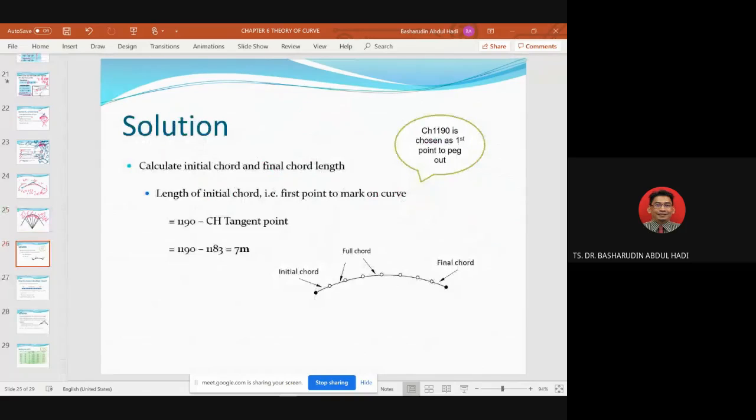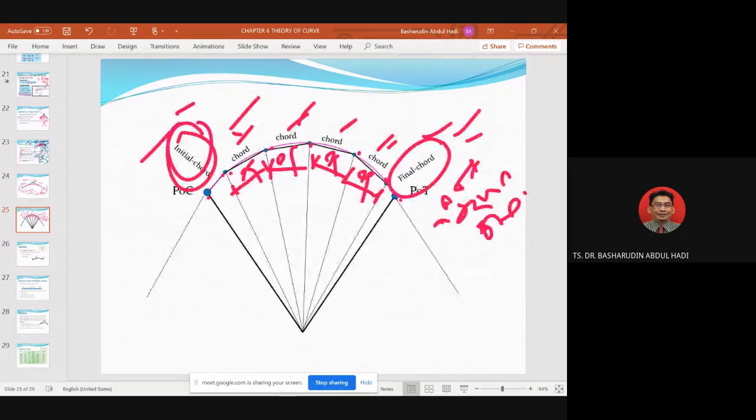We have another 1, 2, 3, 4 slides. Okay, solutions. Number 1, to calculate initial chord length and final chord length. What is initial? This one is initial. Where is the final chord? We calculate one, and then we can know the rest. So this is a unique and separately different calculation.